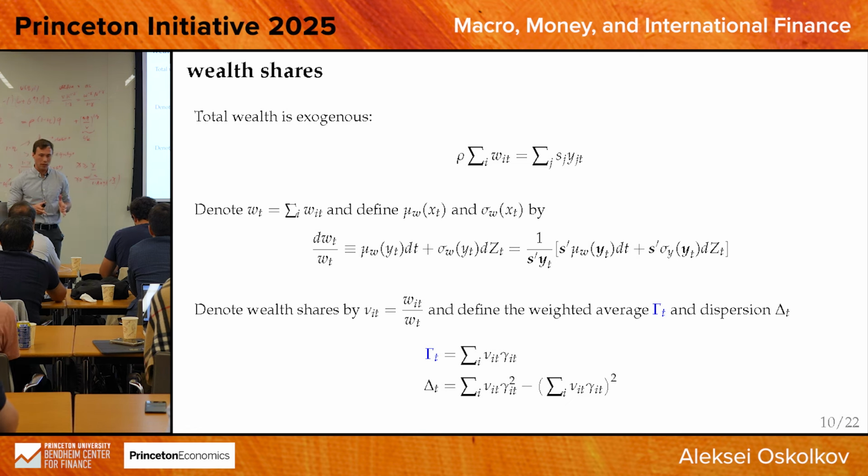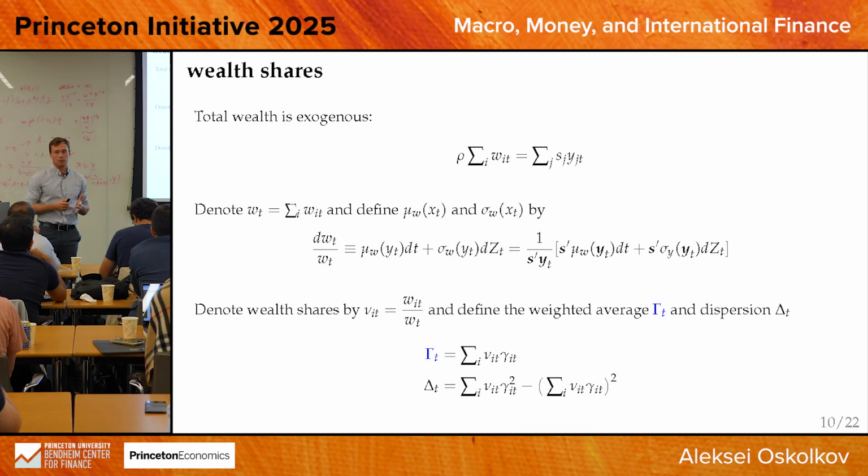Okay, and the next important object here is the wealth shares. Because the total wealth is exogenous, what we need to follow is just the wealth shares of individual agents. I'm going to use this term, wealth shares, interchangeably with the wealth distribution, because that's what it is. I'm going to denote them by ν_it. One important moment of the wealth distribution here is the wealth-weighted value at risk multiplier. In equilibrium, this measures the aggregate risk tolerance. I'm going to denote this by large Γ, and it's in blue because it's important.